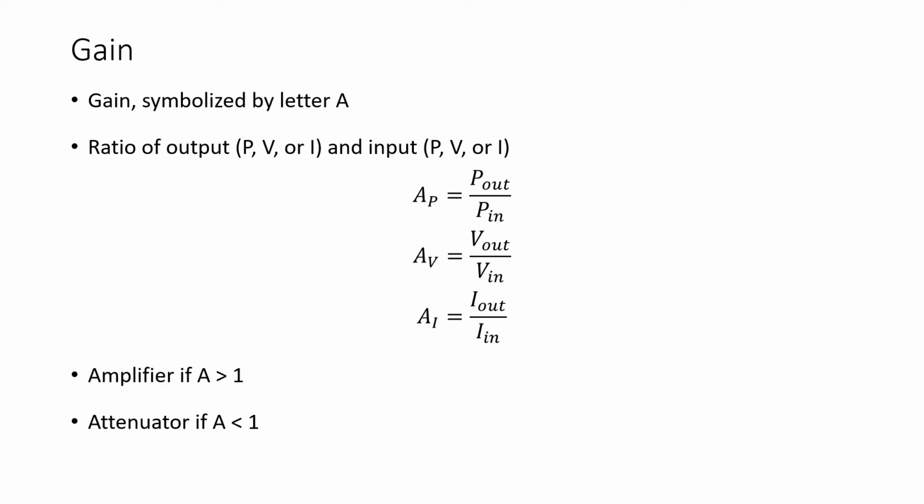Now, if a circuit or a system has a gain greater than 1, then it is considered to be an amplifier. If the gain is less than 1, then the circuit is said to be an attenuator. So these are two terms you may encounter when discussing electronic circuits and systems: amplifier and attenuator.